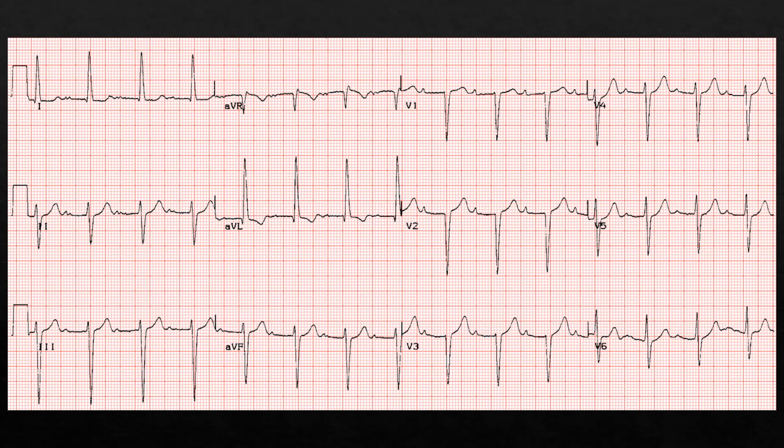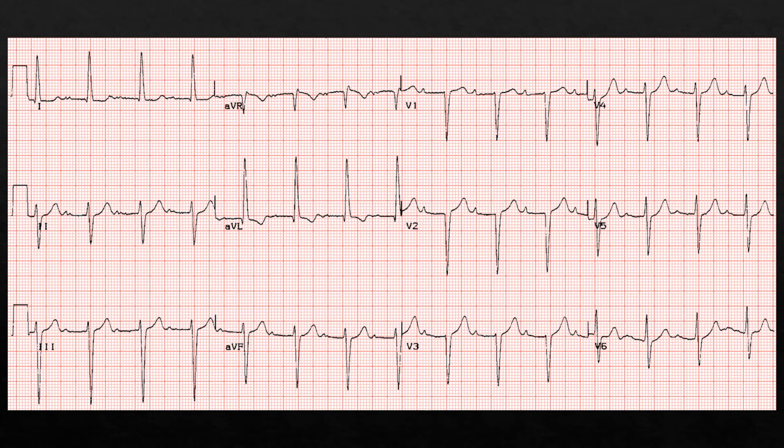Here's another example. You can see the same exact pattern. You have a left axis. AVL is clearly the most upright, indicating that the general flow of depolarization is moving towards AVL at negative 30 degrees, and then you have the little Q waves preceding the R waves, and then the opposite in 2, 3, and AVF. You have the RS pattern in 2, 3, and AVF.